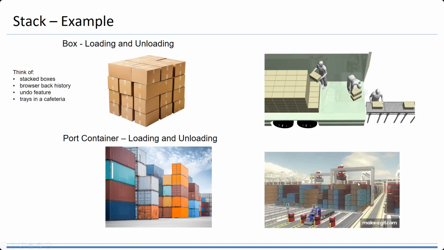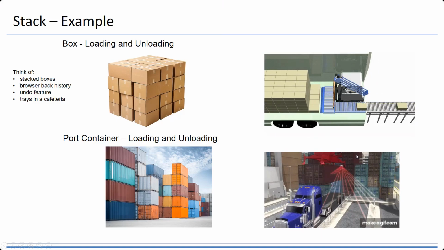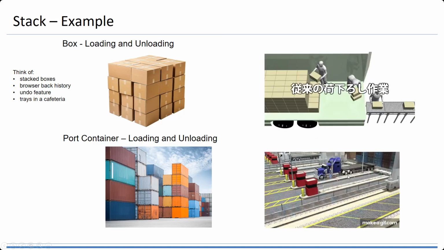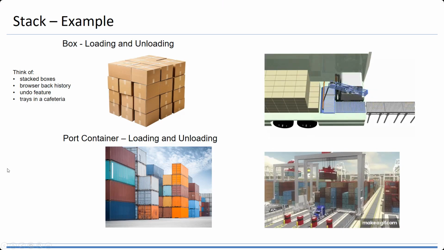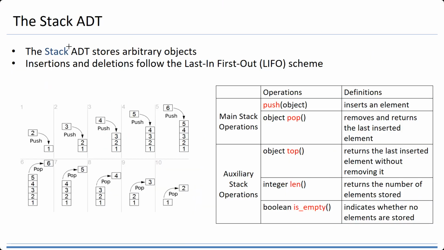When you do with the port container, it is also the same. When you put the port container, you will get the highest container first, and you will put it into the truck. So you cannot get the lowest container. You need to get the highest container first. The same with this box. You cannot get the earliest box. You need to get the latest box first. So what we can say from this one, the stack ADT stores arbitrary objects. So objects means it can be anything like the box, or it can be the container, and etc.